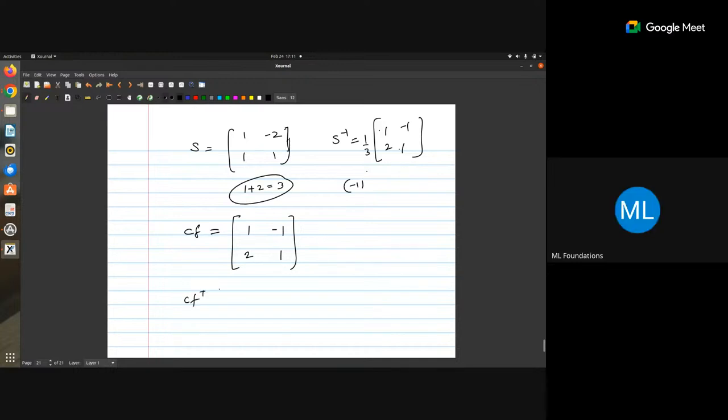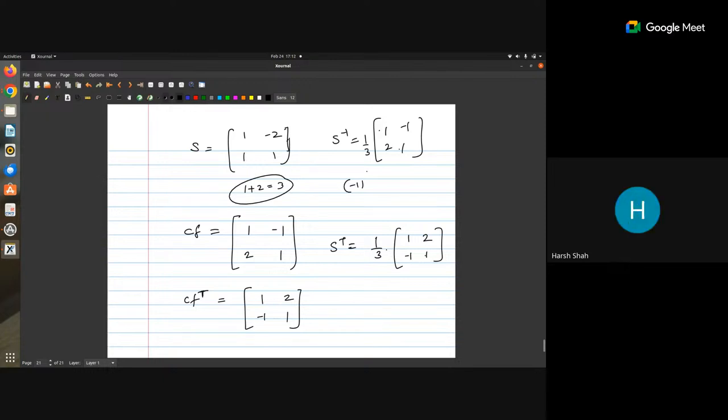So I'll say cofactor matrix transpose, which is what? 1, 2, -1, 1. Correct? Yes, sir, it is correct. And the final S inverse will be 1/3 times 1, 2, -1, 1.